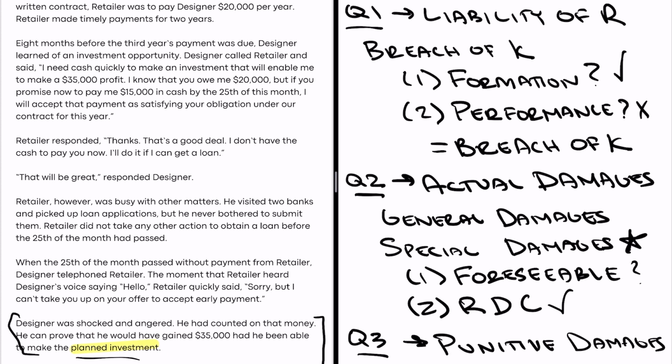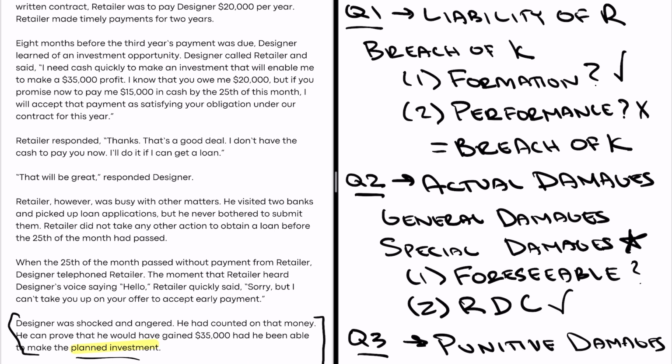8 months before the 3rd year's payment was due, designer learned of an investment opportunity. Designer called retailer and said, I need cash quickly to make an investment that will enable me to make a $35,000 profit. I know that you owe me $20,000, but if you promise now to pay me $15,000 in cash by the 25th of this month, I will accept that payment as satisfying your obligation under our contract for this year. So a lot to unpack in this paragraph.